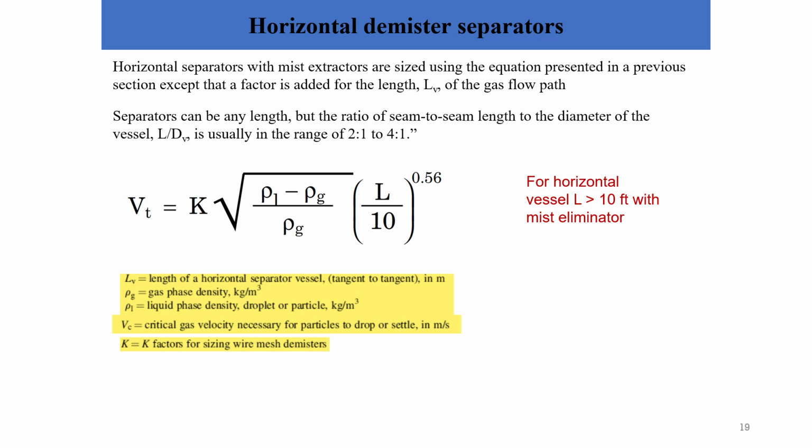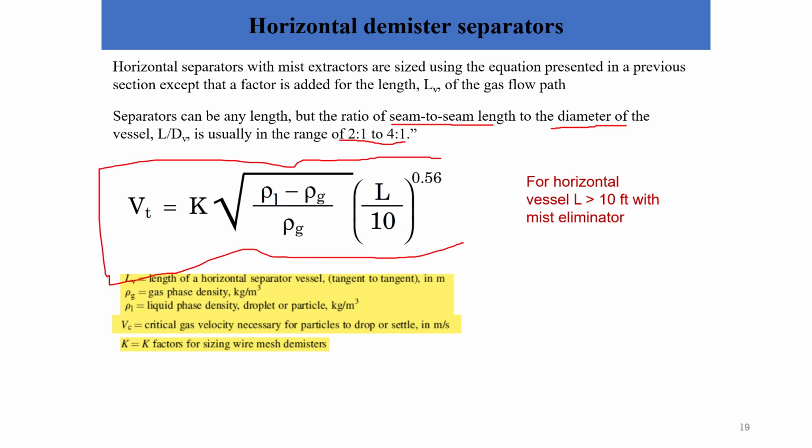Normally separator length can be any size, but you have always to keep in mind that the ratio between the seam to seam length, or the length that you calculate for the separation, to the diameter of the vessel has always to be in the range between 2 to 1 or 4 to 1, and you can simply use this equation where K value again is the Demister constant. Normally horizontal vessels are in the range of 10 feet and up in terms of length.